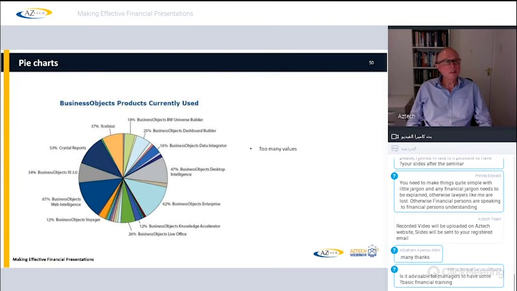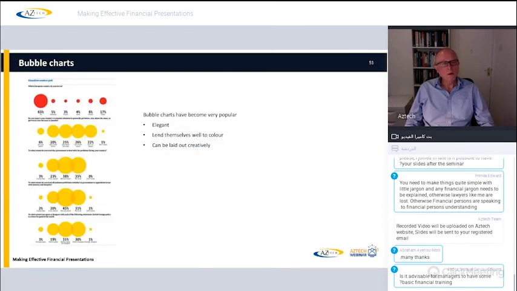This is just horrible. This is something that was published by, I think, Oracle, Business Objects products currently used. You just can't draw anything from that without looking at the numbers. So you may as well just have published the numbers. The only way of making this worse would have been to use Excel to turn it into a 3D pie chart, and then that would have been truly horrible.